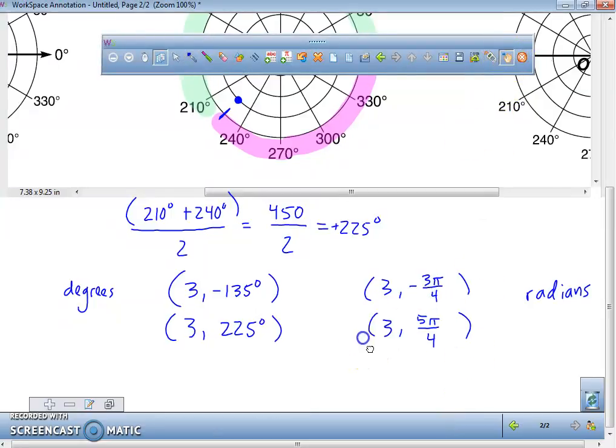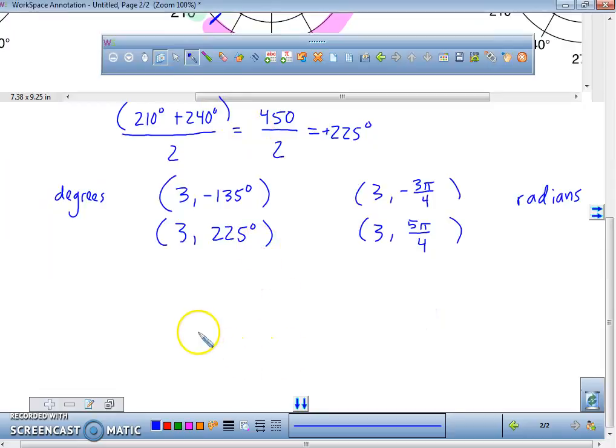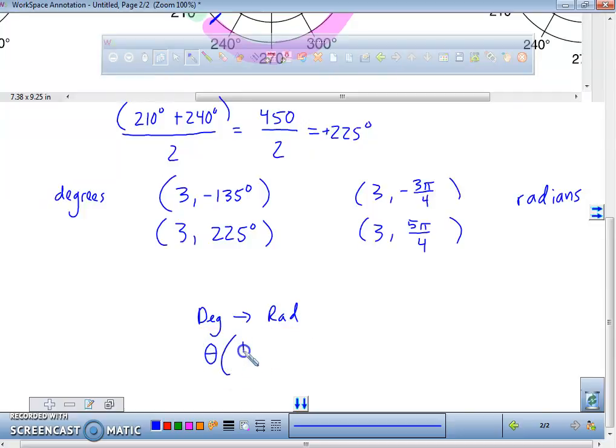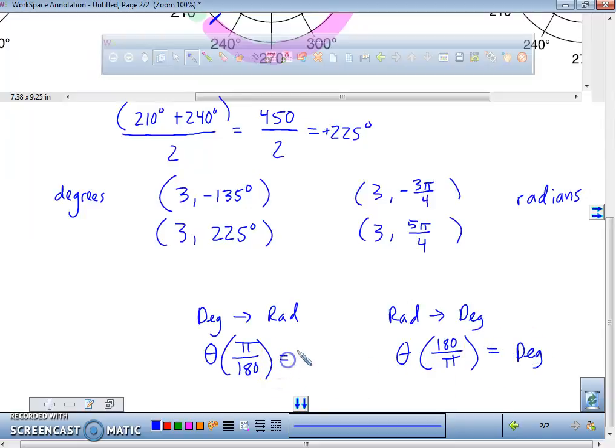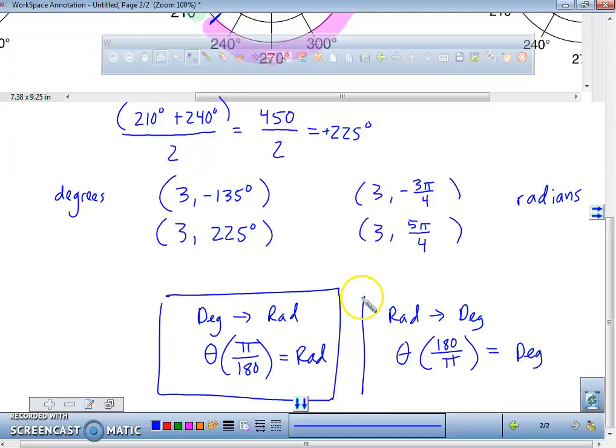Now, if you ever forget your chart, let's say you're like, oh my gosh, I forgot my chart. I don't know what to do. Just remember there is a formula. If I want to go from degrees to radians, take your theta, which is your degrees, and multiply it by pi over 180. If you want to go from radians to degrees, take theta and multiply it by 180 over pi. That will give you your degrees, and this will give you your radians. So if you ever forget, you can still use these formulas to do that for you.